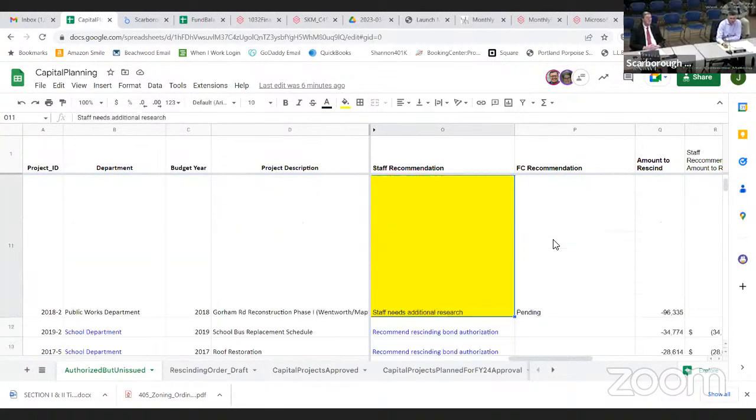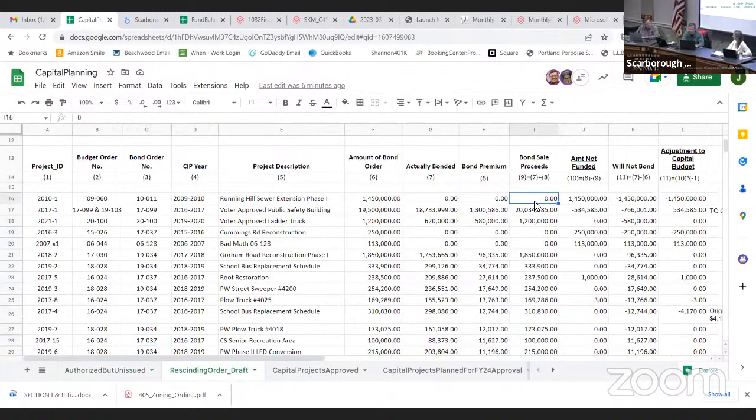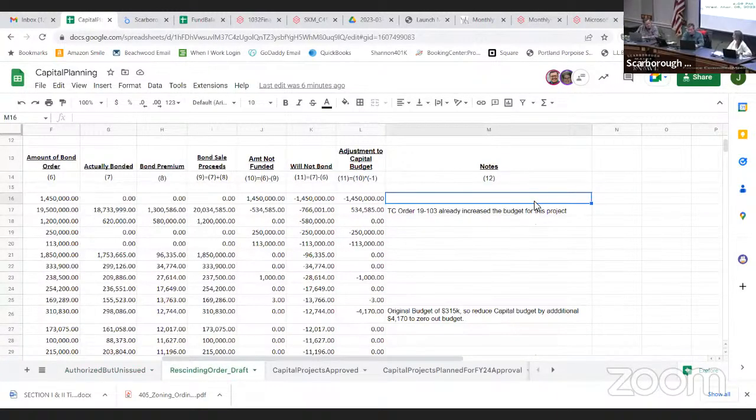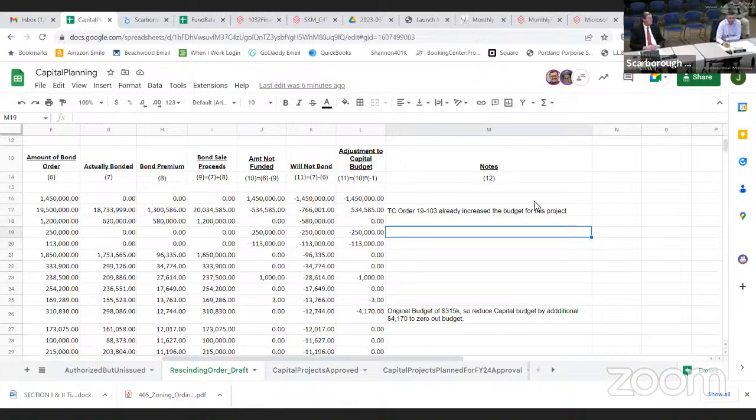And with the Gorham Road, what I think I would like to do on the rescinding order, if you want to do this, Tom, you can just go through on the notes and add that staff needs additional time or research on this. I'm just wondering how and when should I bring the information forward? It's going to come to council as you approve.